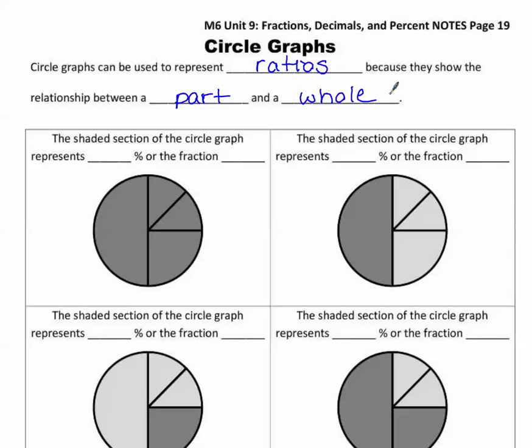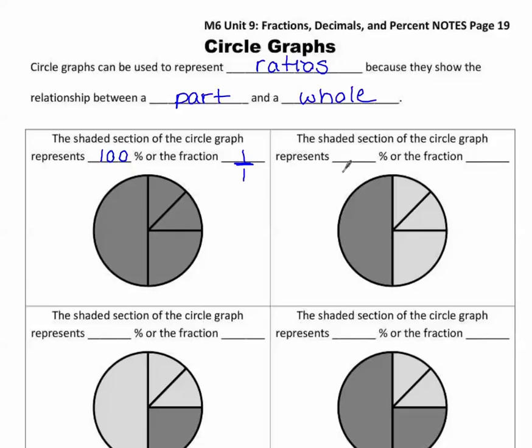It says the shaded section of the circle graph represents 100%, or the fraction 1 over 1. So I'm using the little line right here as my fraction bar. Because if you do 1 divided by 1, that would give you a whole, 100%.